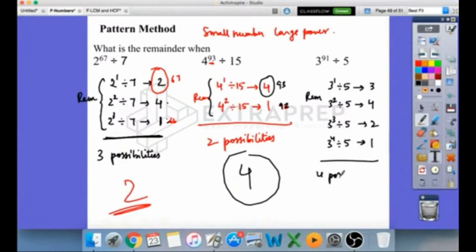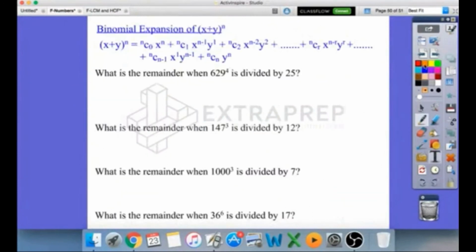How many possibilities are there? 4 possibilities. Since you have 4 possibilities, every 4th power will have remainder 1. So 3 power 4, the remainder is 1. 3 power 8, the remainder is 1. 3 power 12, the remainder is 1. Goes on like that. So tell me a number divisible by 4 before 91. 88. So for 88, the remainder is 1. 89, it's 3. 90, it's 4. 91, it will be 2 again. So 2 is the answer here.